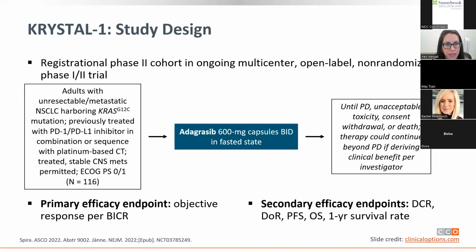So in this setting it was a phase 2 cohort of a non-randomized trial, and they put patients who were previously treated with immunotherapy in combination or sequence with platinum-based chemo, treated with adagrasib, and their primary endpoint here was objective response rate.